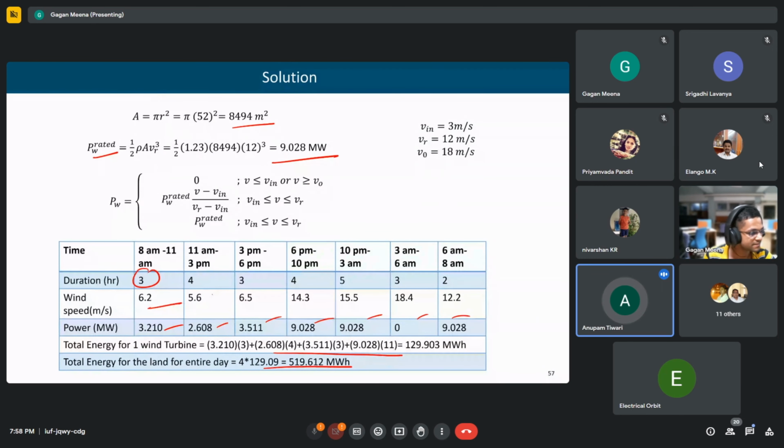A practical question: once the cut-out speed is reached, the windmill will align parallel to the wind flow so that there is zero resistance. Yes, we will change the direction so that it is not affected by the wind speed. That mechanism is there. Otherwise, it will break. Yes, correct. That is true.